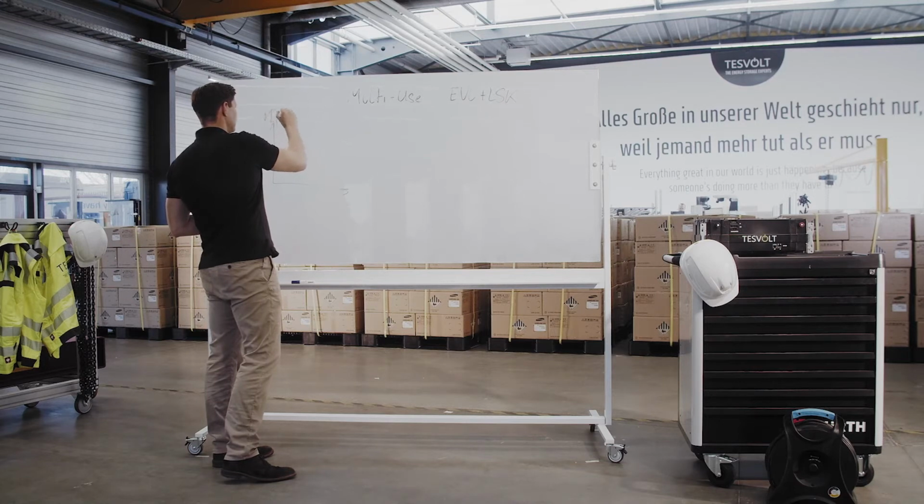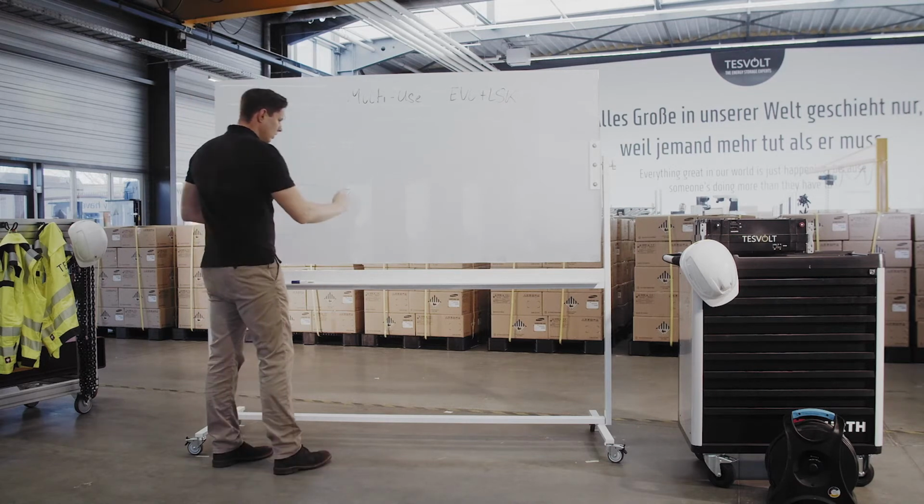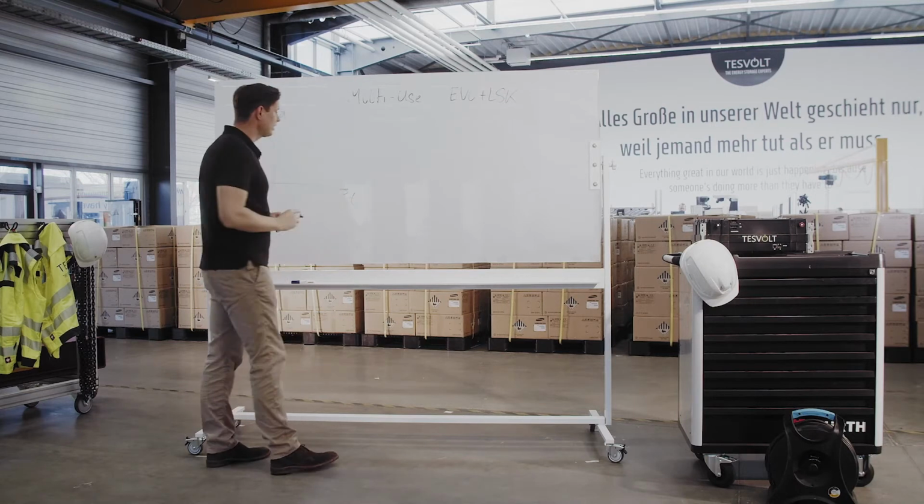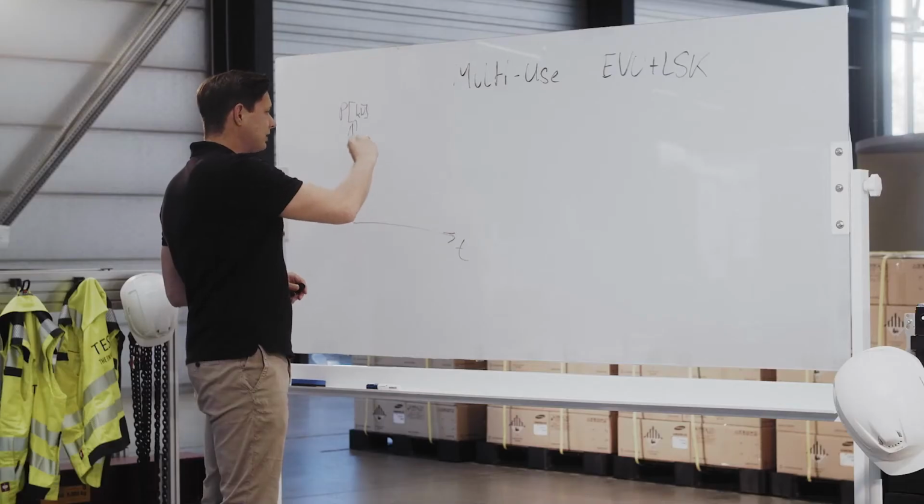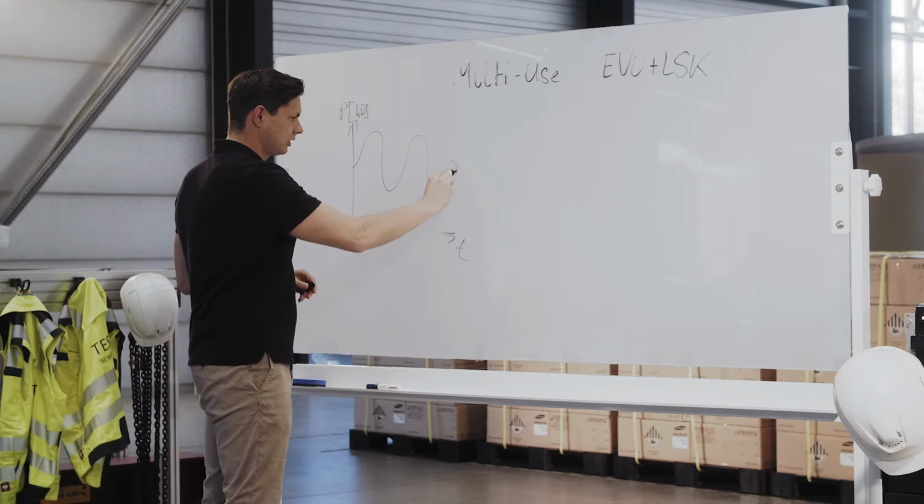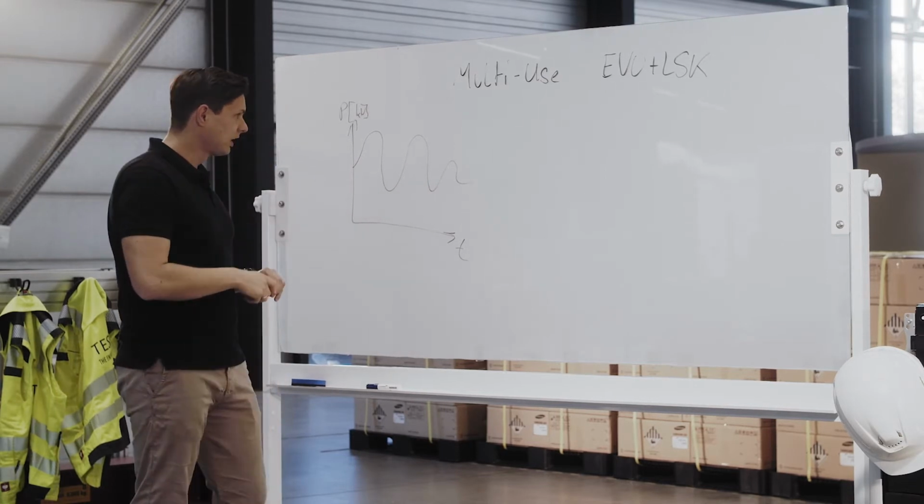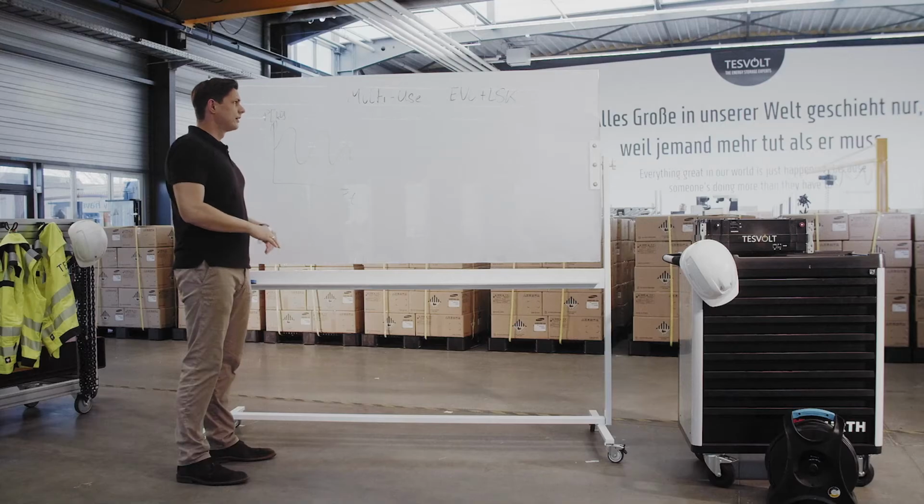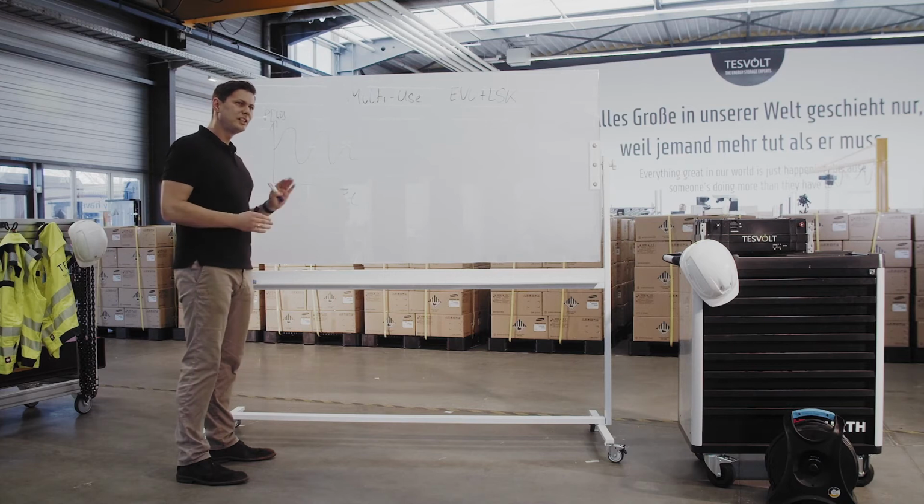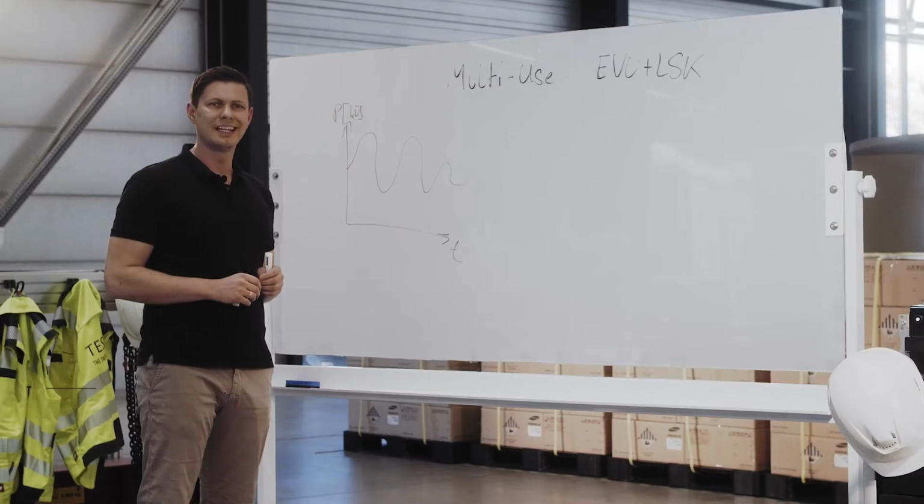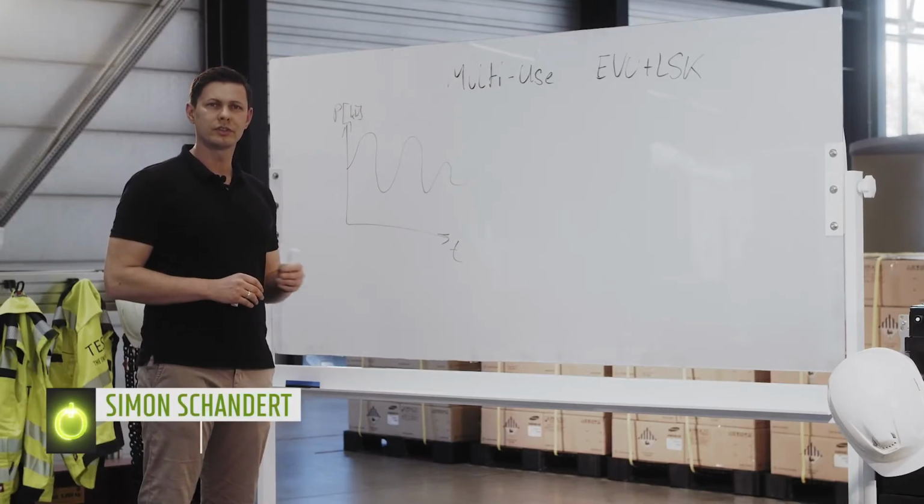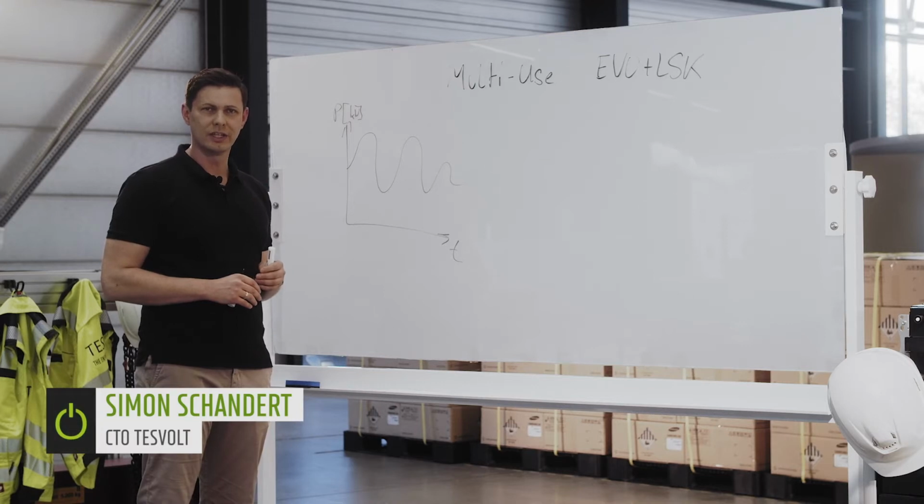Here I have the power in kilowatts, and on this axis the time. A normal load profile might look something like this. Now, it's very important that with multi-use I always choose the strategy that offers me the higher degree of economic efficiency. And that is usually peak shaving, because of the high demand rate, which can be as high as over 100 euros per kilowatt for certain regions of Germany.